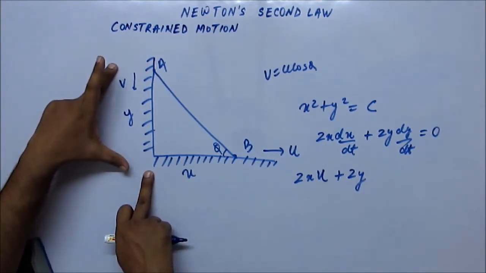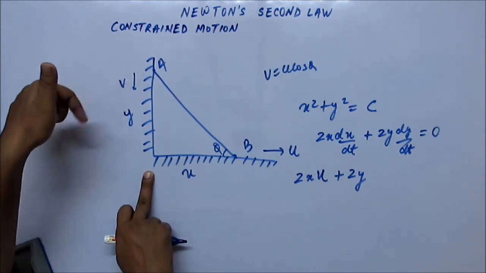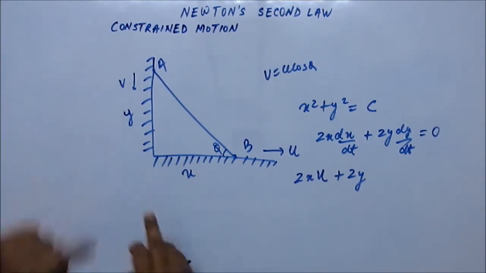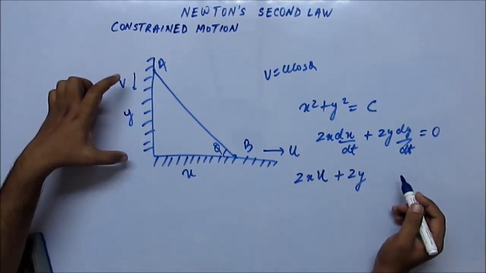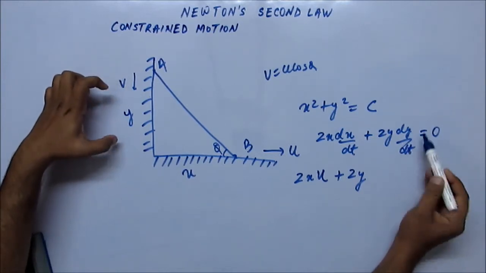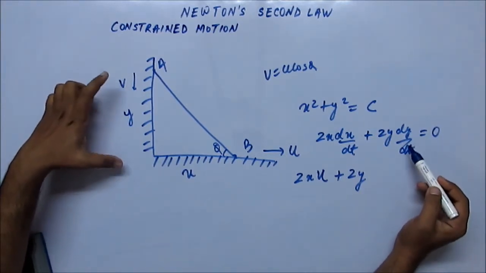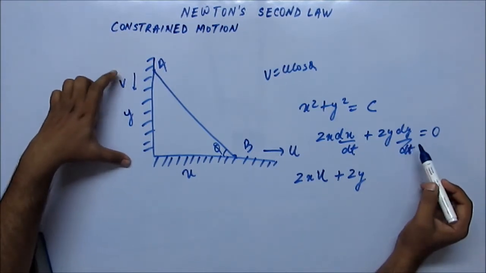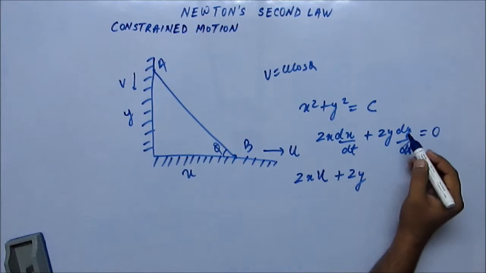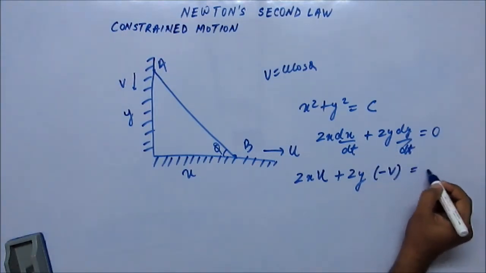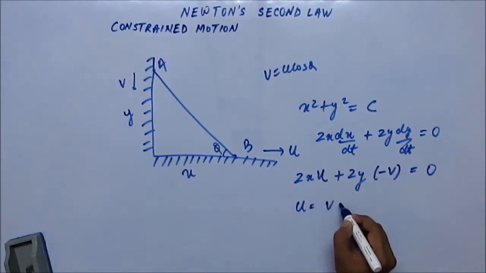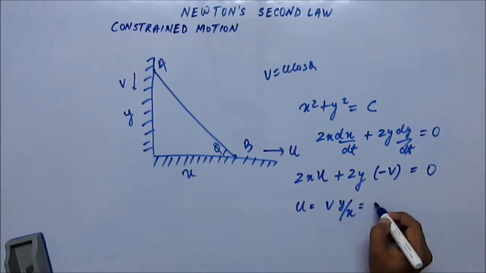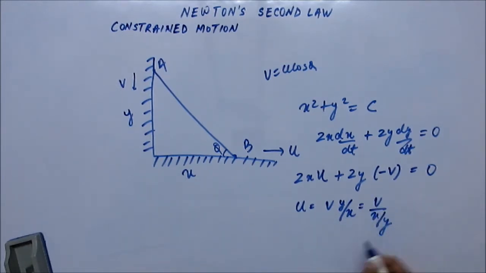It's not the velocity of A. dy by dt is the negative of the velocity of A, because downward direction is positive. The sign of dy is negative, y is decreasing, so dy is negative and dt is positive. dy by dt is a negative number, so velocity is minus dy by dt. So this dy by dt is minus v, and this is equal to 0. From here you get that u is equal to v times y upon x, which is v upon x upon y. X upon y from here you can see as tan theta.